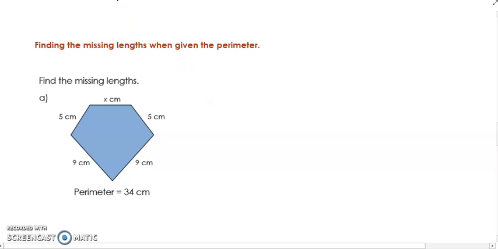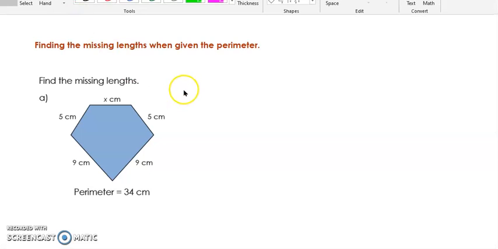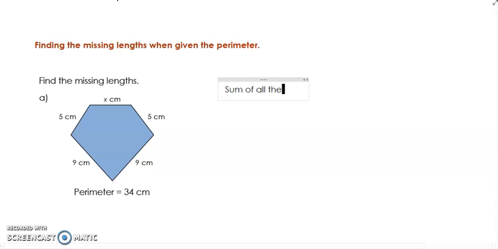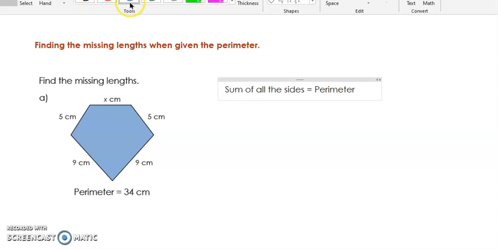All right, so how do we start, or what is our thinking about a question like this? What we need to think about is what we already know. We know that the sum of all the sides is going to give us the perimeter. We learned that already, didn't we? So let us see if we can use that formula to solve our problem.